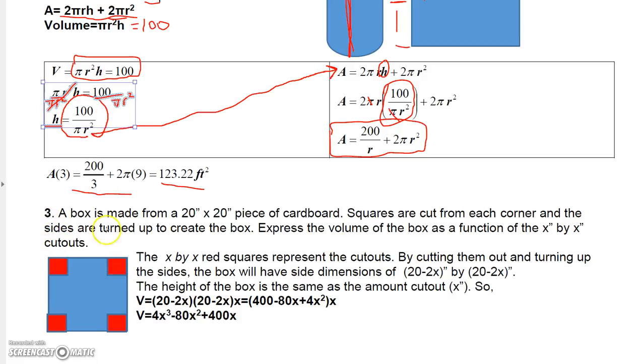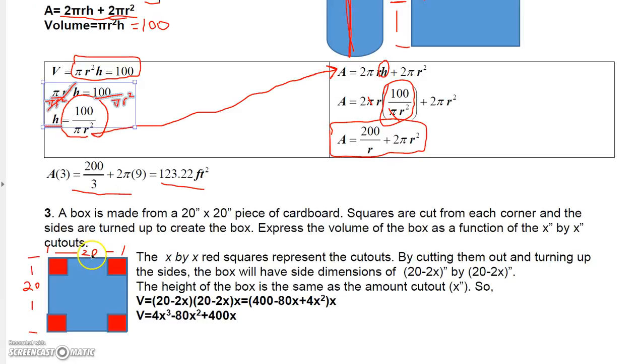Okay, we're going to do one more. We're going to take a box, and it's going to be made from a 20 by 20 piece of cardboard. So basically what we're saying here is this is 20 by 20, 20 from here to here, and 20 from here to here.